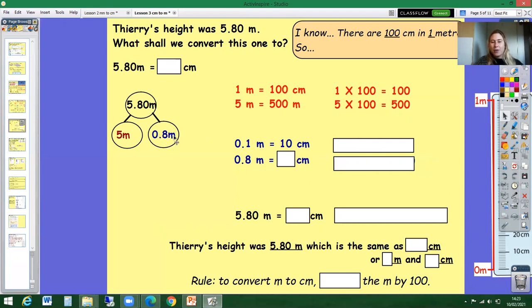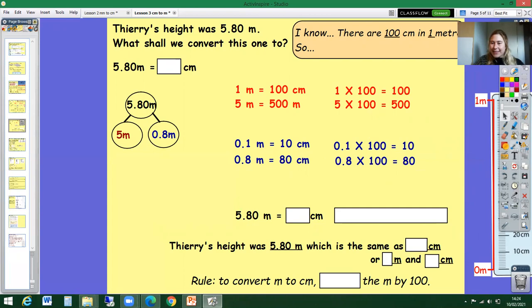Now let's look at what 0.8 of a metre would be, 0.8. So I know that 0.1 metres would be 10 centimetres. Now, do you agree with me there? Have a think about the rules so far. Hopefully you do agree with me, because we can see that if we had 0.1 and we times it by 100, it would get us to 10. If we move that digit 1 place and then 2 places, we would end up in the tens column. So I know that 0.1 metre is 10 centimetres. What will 0.8 metres be? It has to be 80 centimetres. And let's check, 0.8 times 100 is 80.